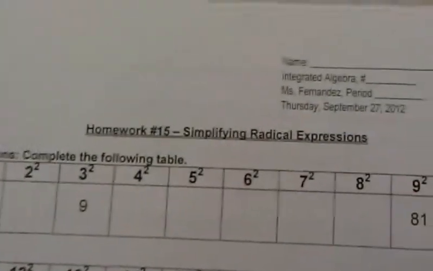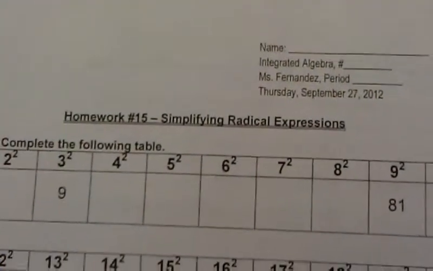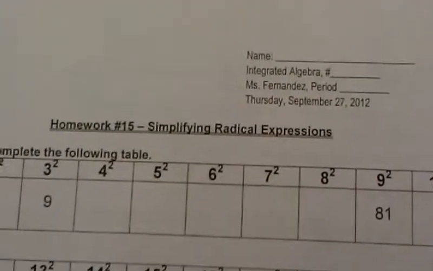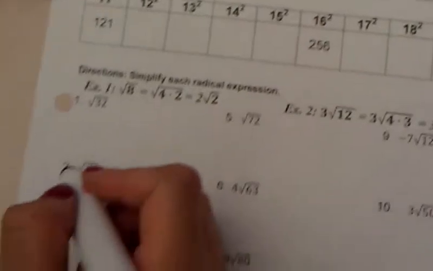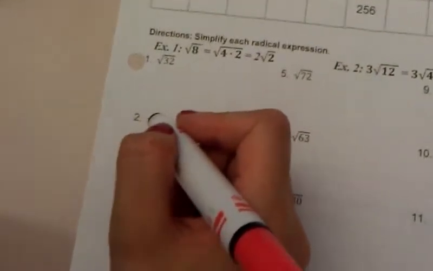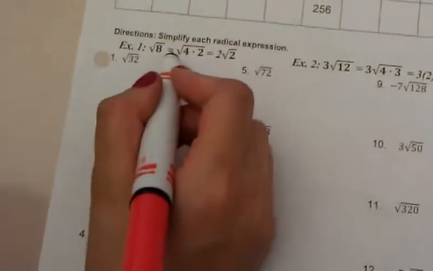This is homework 15, simplifying radical expressions, due tomorrow, Friday, September 28th. We're going to start off with problem number 1. This was a hard lesson, so we're going to go through these steps.